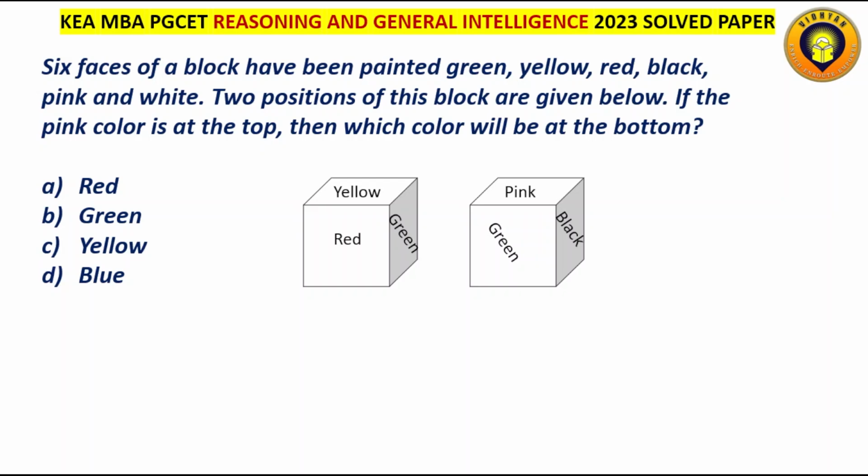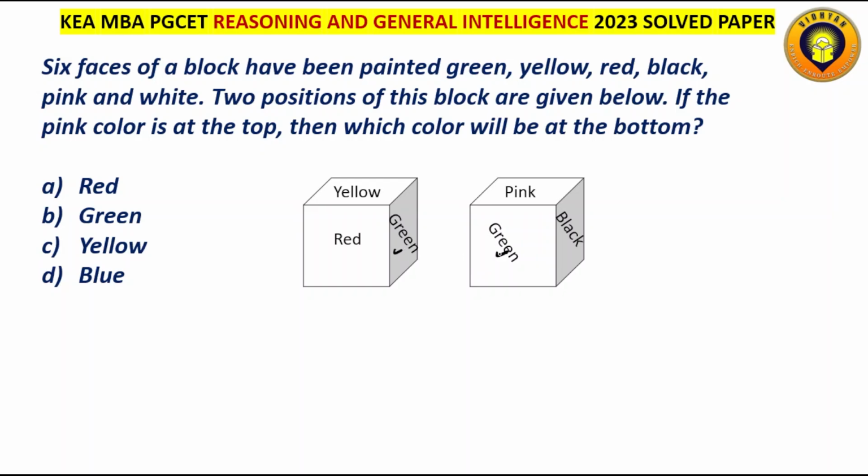6 faces of a block have been painted green, yellow, red, black, pink and white. 2 positions of this block are given below. If the pink color is at the top, then which color will be at the bottom? You have to find the opposite of pink. So there are 2 blocks given. What you have to do here is find if there is any common color. So any common color? Yes, you can see there is green here and green.